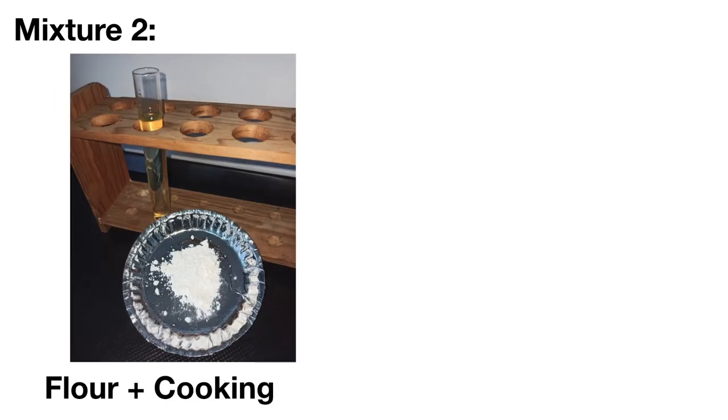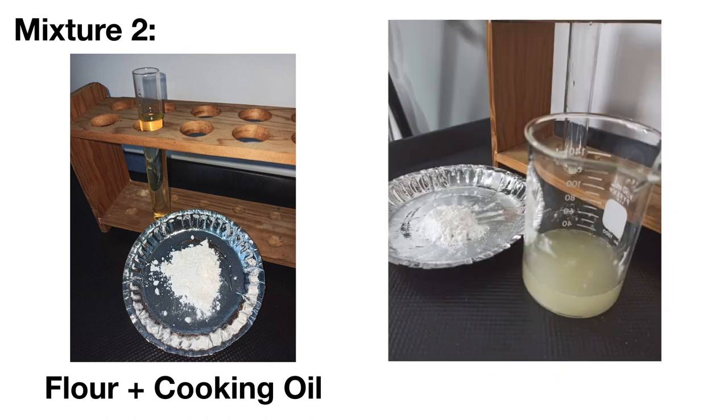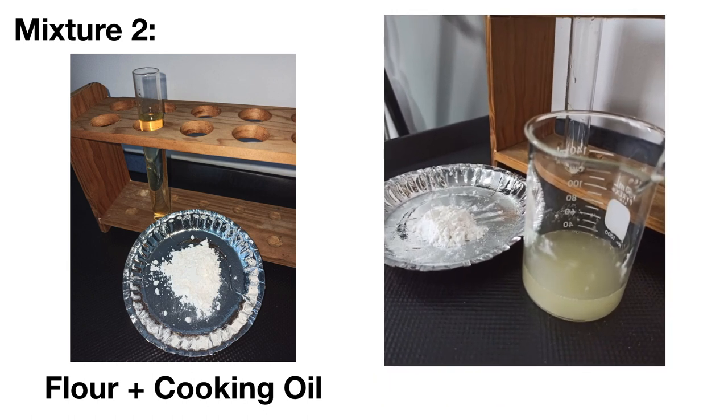For the second mixture, what happened to the flour? Did it dissolve in the cooking oil? The flour floats on top of the cooking oil. Flour does not mix with cooking oil. The particles in the cooking oil are held together very tightly, that is why it does not mix with the flour. This type of mixture is called a heterogeneous mixture.